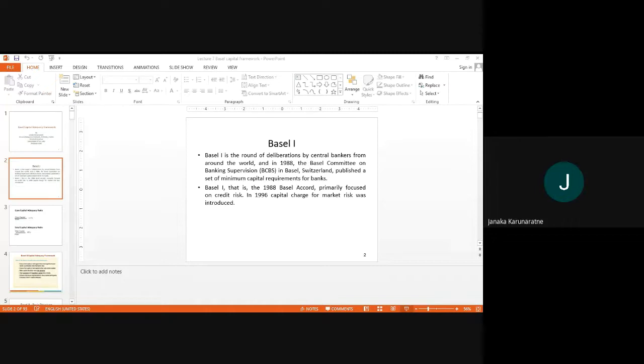Then, enhance disclosure requirements to allow market participants to assess the bank's capital adequacy. I will come to that slide shortly. So under Basel II, there are three pillars we are talking about: Pillar 1, Pillar 2, Pillar 3. Basically, Pillar 3 is about the disclosure requirement. Basel suggested you must disclose to the market, to the public, certain risk elements of your bank and the capital adequacy. So the market participants are aware of the risk, and that will help them to take appropriate business decisions.